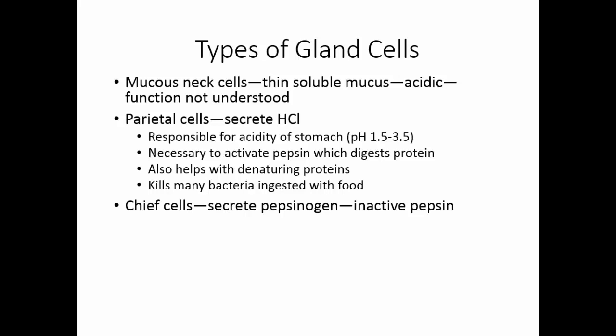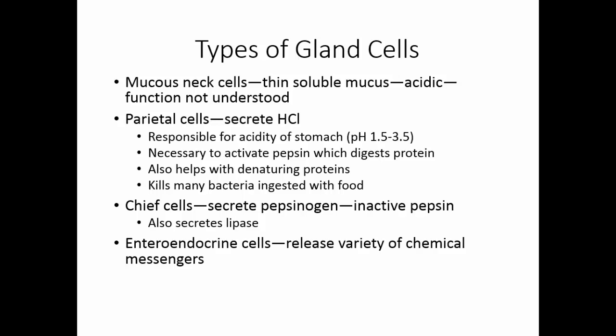The chief cells secrete pepsinogen. Pepsinogen is an inactive form of pepsin. They also secrete a little bit of lipase, and lipase will break down fats, but the pH in the stomach is really wrong for the lipase to work, so lipase activity is very limited. The enteroendocrine cells release a variety of chemical messengers. These are hormone-releasing cells. The hormones they release are histamine, serotonin, somatostatin, and gastrin.